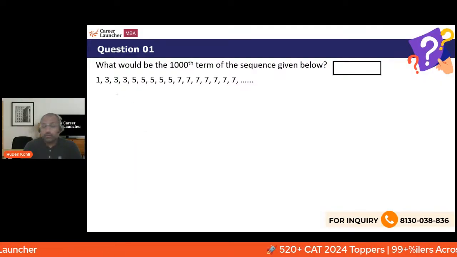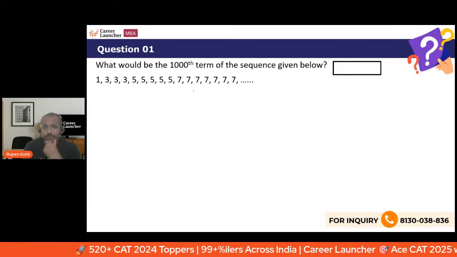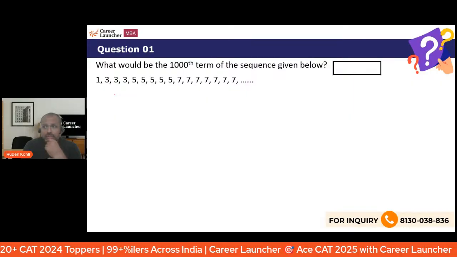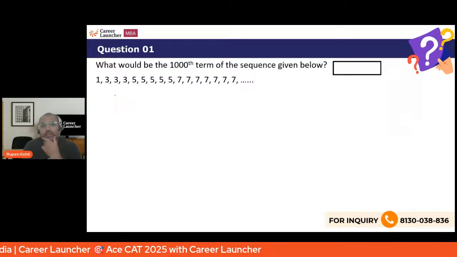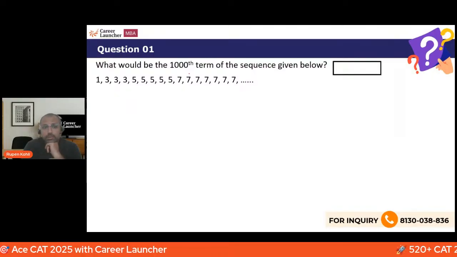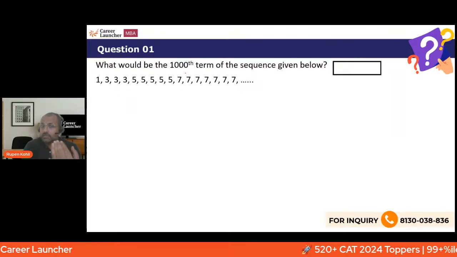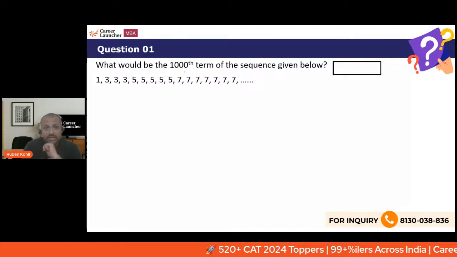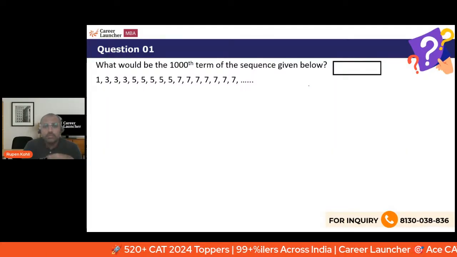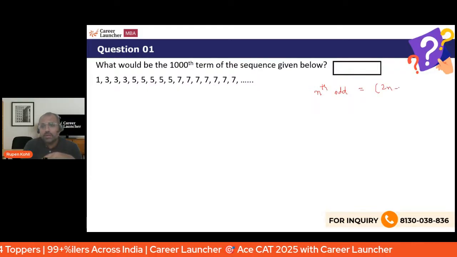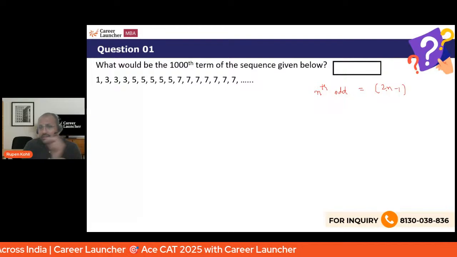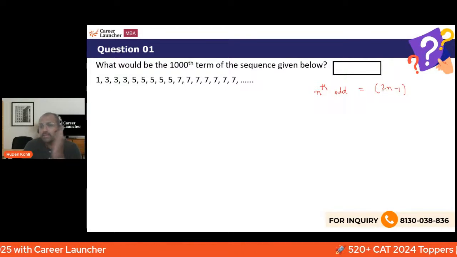Here is the logic. 1 comes once, 3 comes thrice, 5 comes 5 times. So when we are finished with writing the nth odd number, how many terms have we used? Because we are interested in reaching the thousandth term, we should be analyzing that when we have written the nth odd number, the nth odd number is 2n minus 1. As we put n equal to 1, 2, 3, we get 1, 3, 5, 7, right?